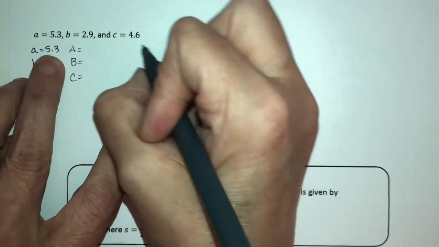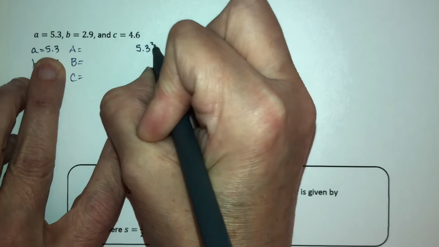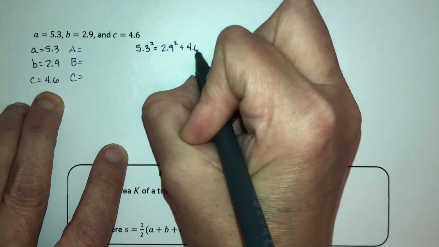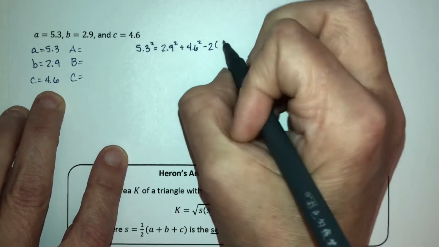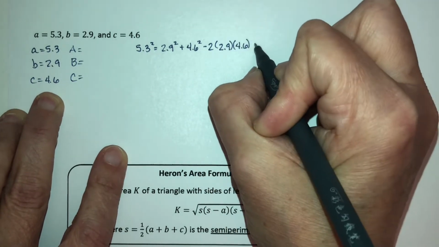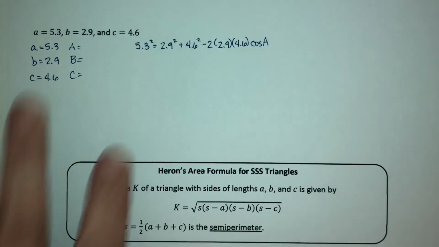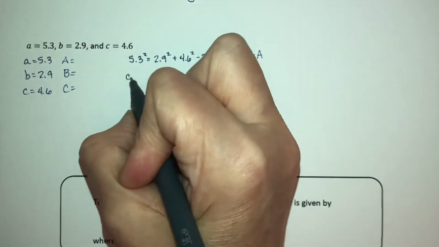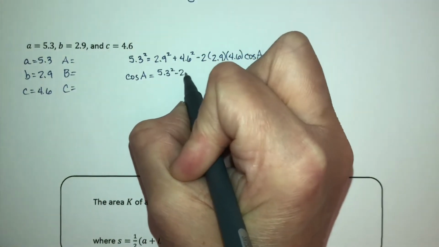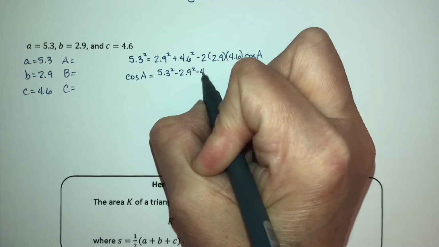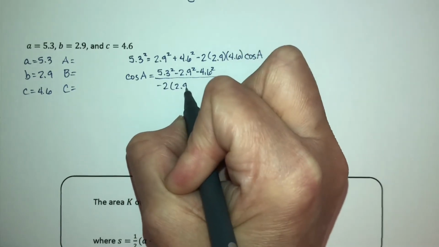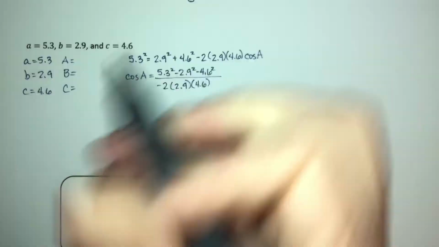And to do that, we get A squared is equal to B squared plus C squared minus 2 times B times C times cosine of angle A. And we get cosine of A is equal to 5.3 squared minus 2.9 squared minus 4.6 squared divided by a negative 2 times 2.9 times 4.6.